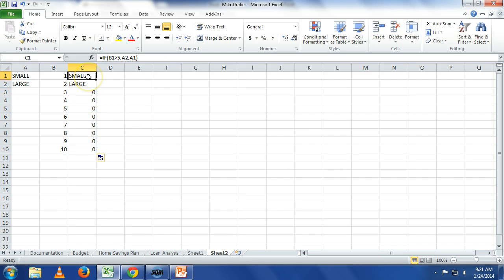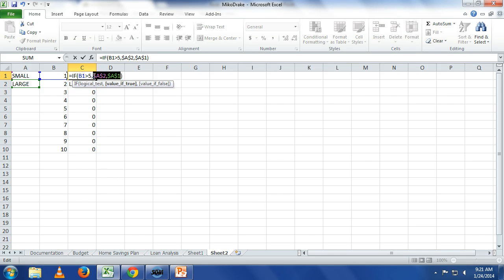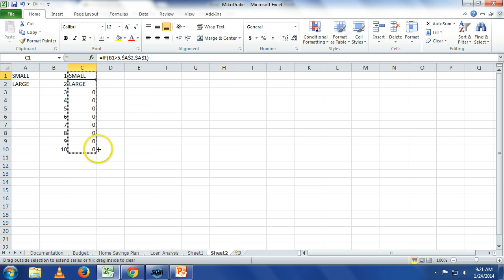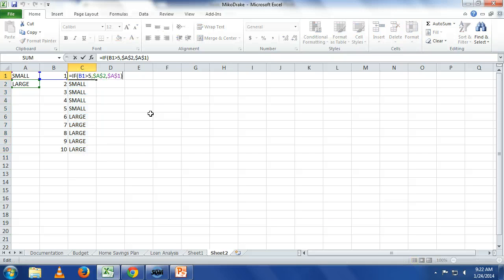So what Lorraine said is we have to make the A1, A2 aspect of it absolute. Why? Because when I copied it down, you saw I got some ugly numbers because when I copied it down, it said, hey, look, put in C1, and nothing's in C1. So I had to make that A1 and A2 absolute, so it's always referencing that.